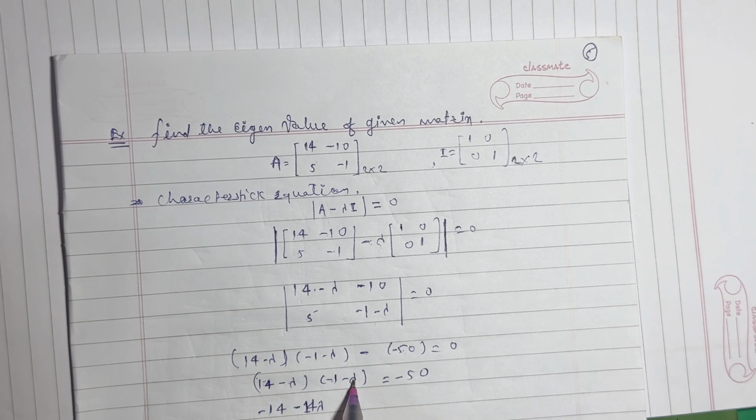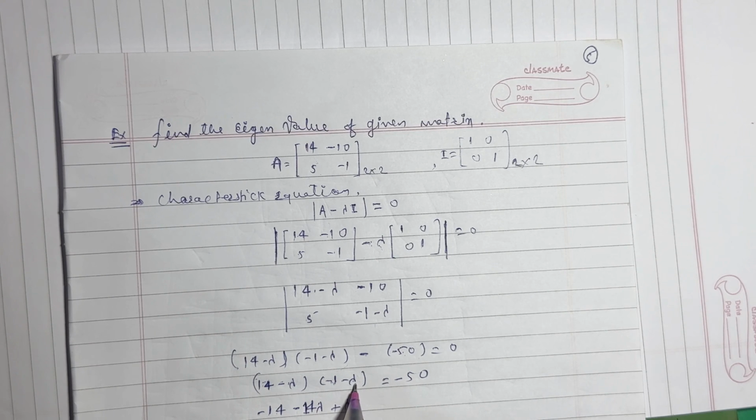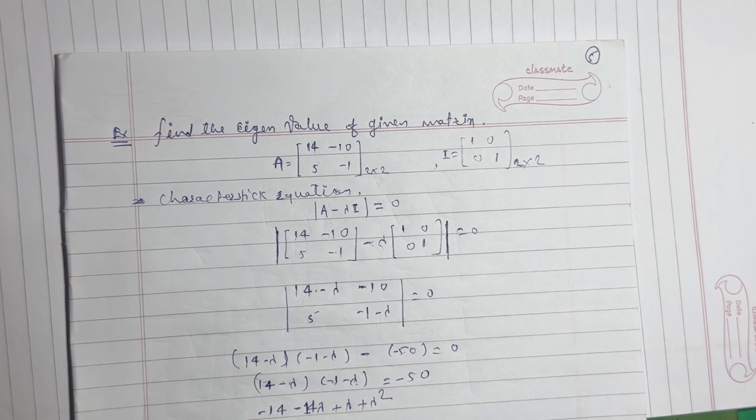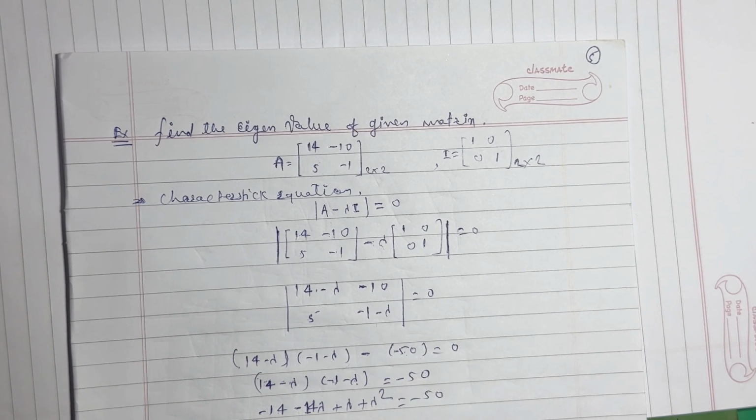14 into minus lambda, minus 14 lambda, minus lambda into minus 1. So you have to multiply element by element. Minus 14, minus 14 into minus lambda. So you write this one, minus lambda into minus 1, so it is a plus lambda, and a minus lambda into minus lambda, minus minus plus lambda square, which is equal to minus 50.